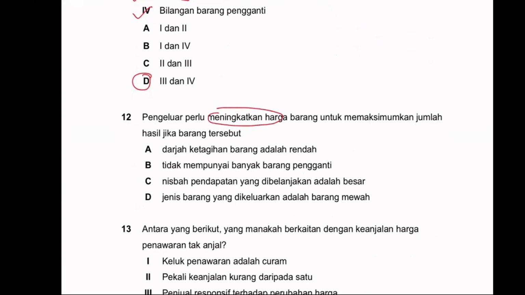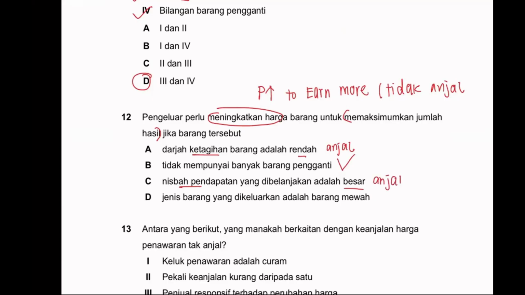Pengeluar perlu meningkat harga untuk maksimum hasil jika barang tersebut. Now, this one is related to keanjalan. You want to increase the price to gain more money. Then the product must be tidak anjal. Then what makes things tidak anjal? Ketagihan rendah? No, ketagihan rendah means anjal. Tidak mempunyai, yes, not much of a replacement. Nisbah pendapatan anda, pendapatan besar. If this is something that takes up a huge portion of your income, it will become anjal. Because you will think and think and think before you buy.